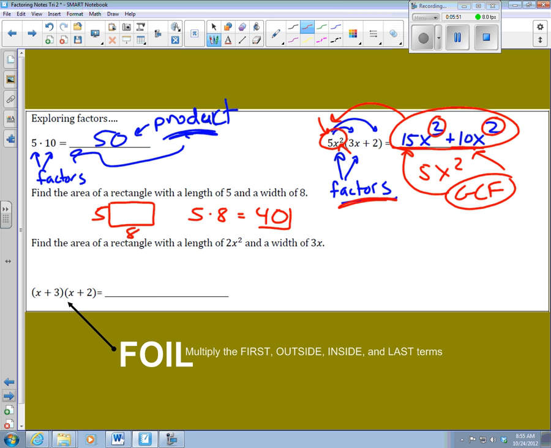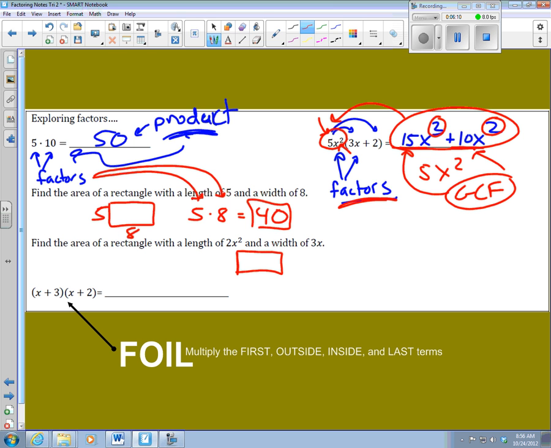So once again, here's my product, and these are my factors. Well, what we're going to be getting into, though, is working with more expressions rather than just numbers.